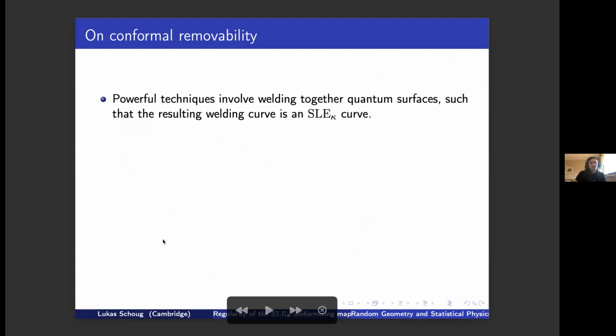So, for example, if you were to weld together something known as quantum surfaces, that's a very powerful technique that we can use, and then it's very important to know, for example, if the curve is conformally removable, and whatever curves we get when we weld two quantum surfaces in a clever way is an SLE type curve, and we know for SLE kappa less than 4 that this is conformally removable.